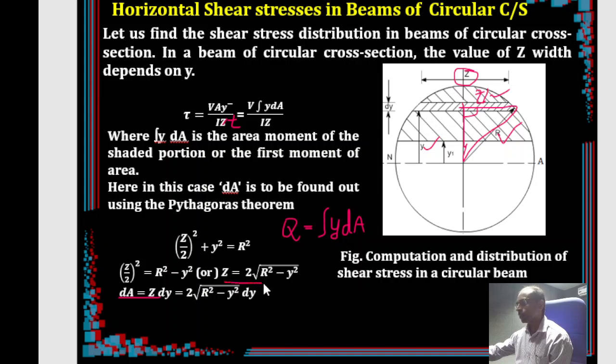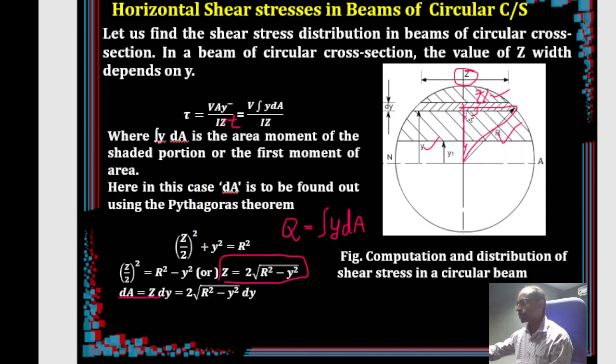Now we are ready with the width of the section, because it is now in the desired form in terms of the original dimensions of the circular cross section r, and the depth of the location which we have considered y. So r square minus y square.